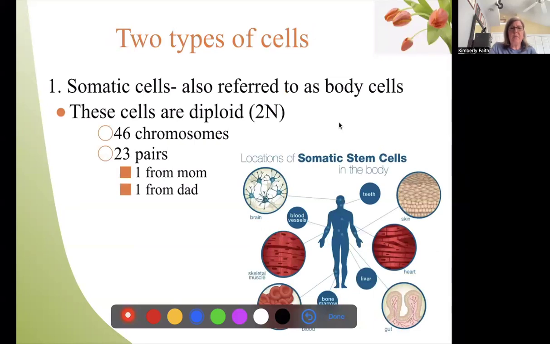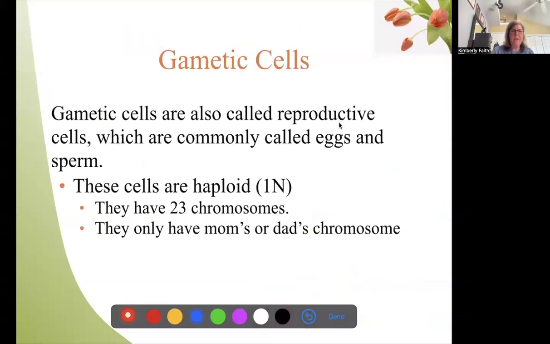There are two types of cells. We have somatic, also referred to as body cells, and they are diploid, and I put a few in here. You've got blood vessels, heart, your skin, and these cells are diploid, 2N. They have 46 chromosomes, 23 pairs, one set from mom, one set from dad. Gametic cells are also called reproductive cells, or commonly eggs and sperm. These cells are haploid. They have only 23 chromosomes, which means they do not have the homologous chromosomes. They just have one of mom's or dad's.